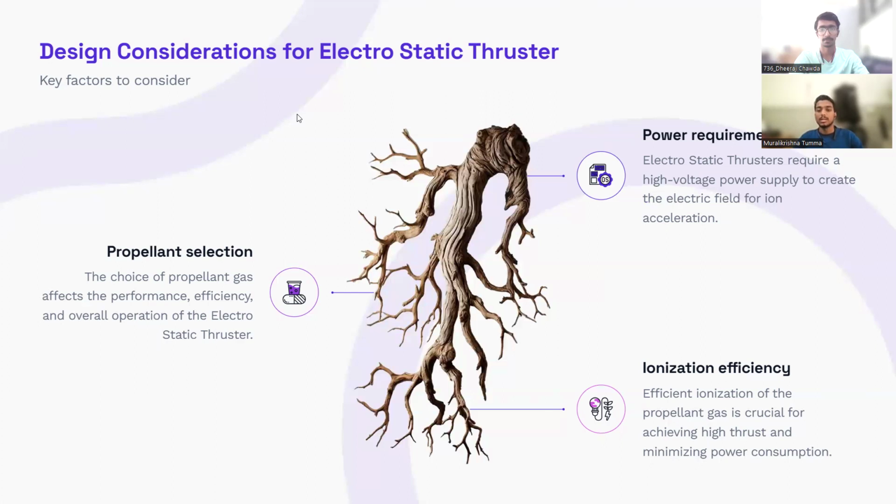Second is power requirement. The electrostatic thruster requires a high voltage power supply to create the electric field for ion acceleration, and for ionization efficiency. Efficient ionization of the propellant gas is crucial for achieving high thrust and minimum power consumption. The efficiency of ionization is minimum 60 to 80%. Murli, can you tell me the power requirement for the electrostatic thruster in kilowatts? Yes, Dheeraj, a maximum of 100 kilowatts we can produce. Okay.